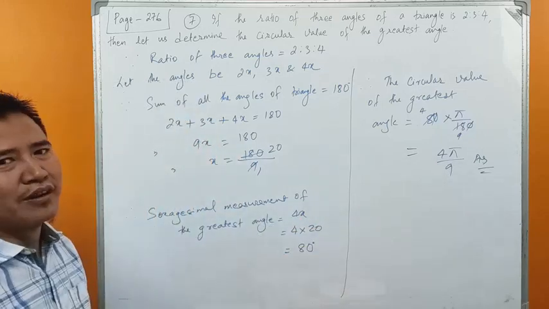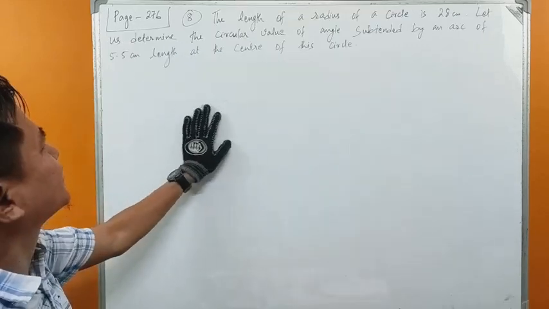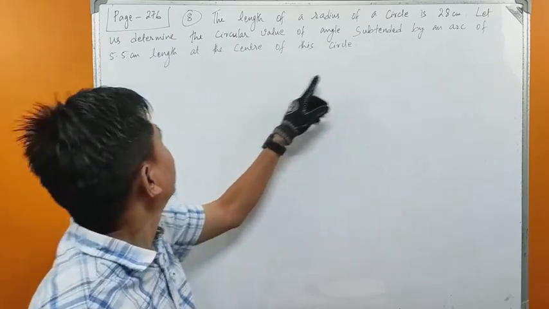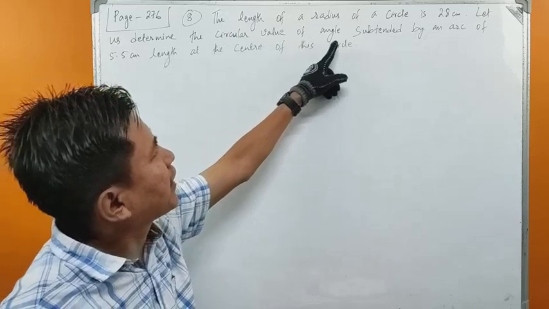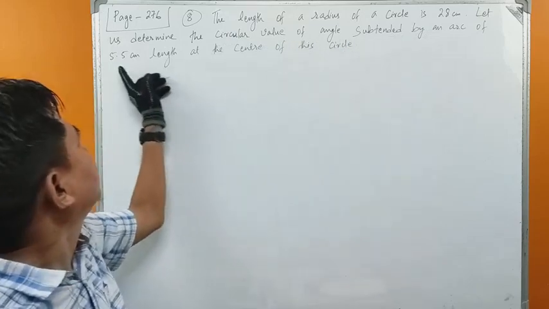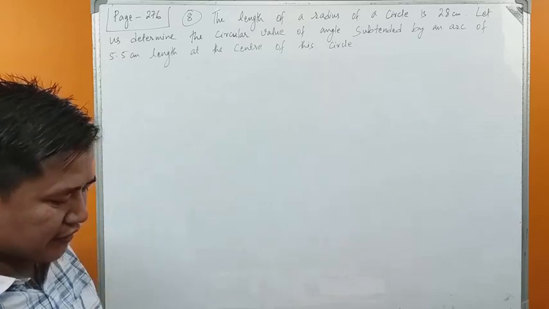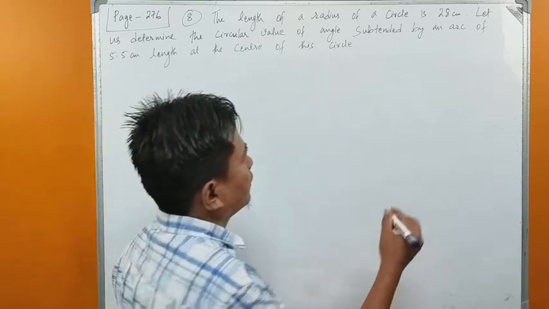Now let us do question number 8, measurement of angle, chapter 20. The length of a radius of a circle is 28 centimeter. Let us determine the circular value of the angle subtended by an arc of 5.5 centimeter length at the center of this circle. So let us understand this question first.